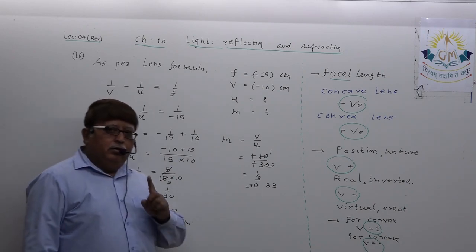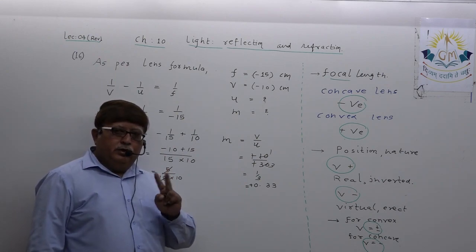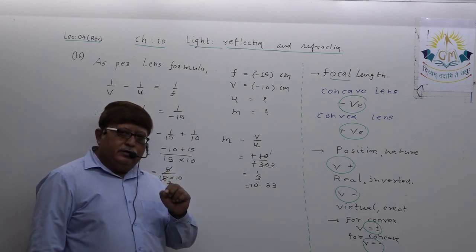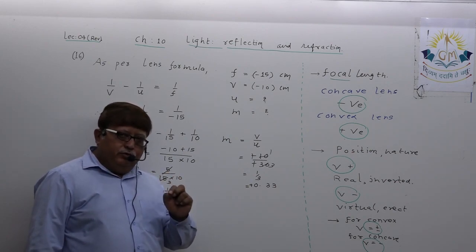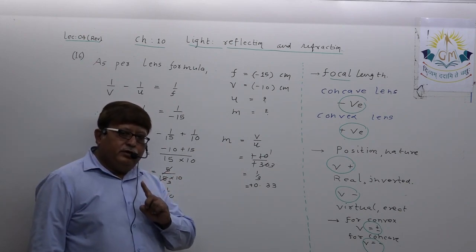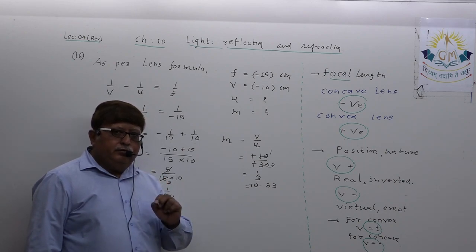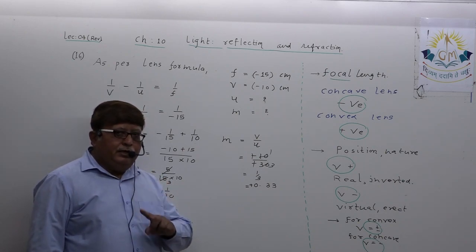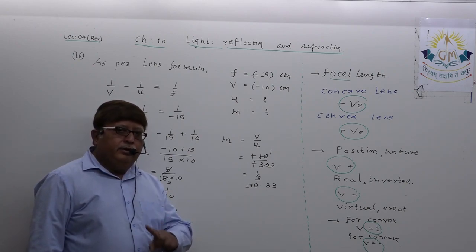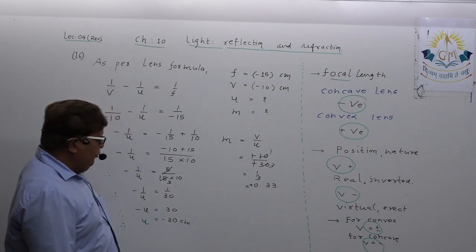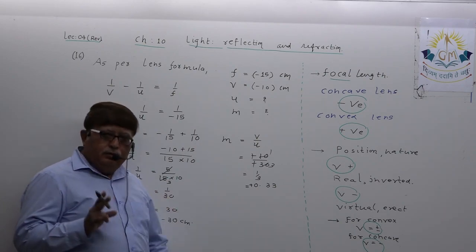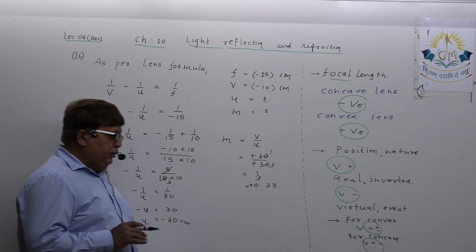Concave lens always forms only one type of image: virtual, erect, diminished. Virtual, erect, smaller. So value of the magnification in case of concave lens can never be negative. Okay, these are some of the conclusive aspects which you need to keep in your mind.